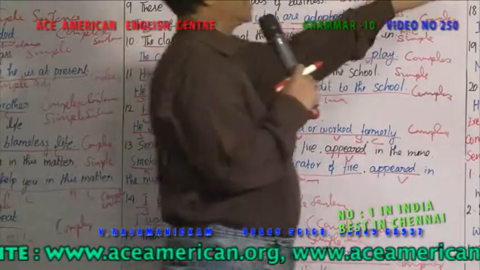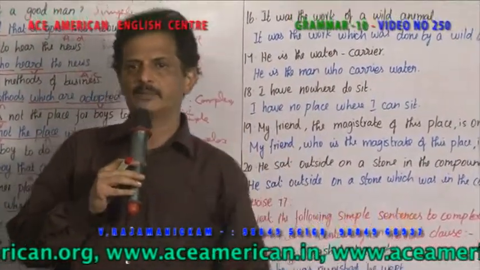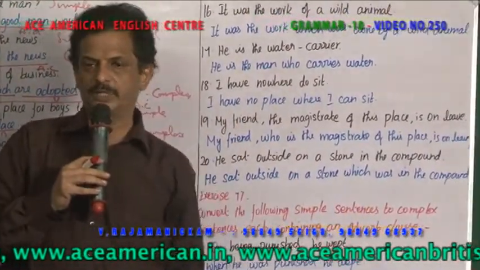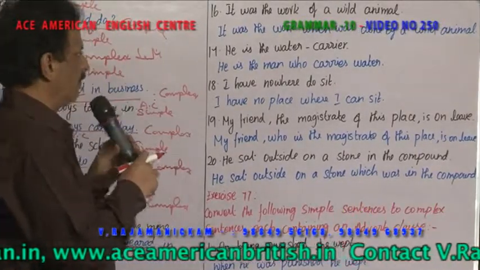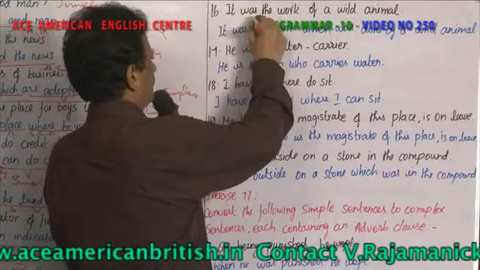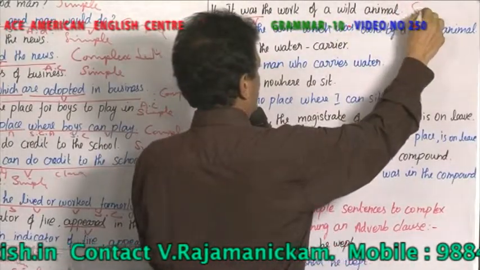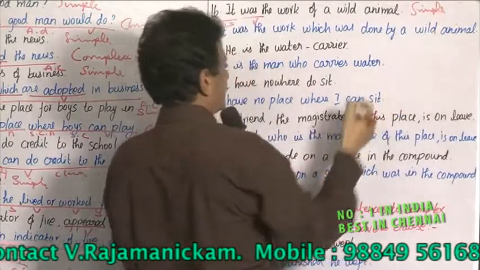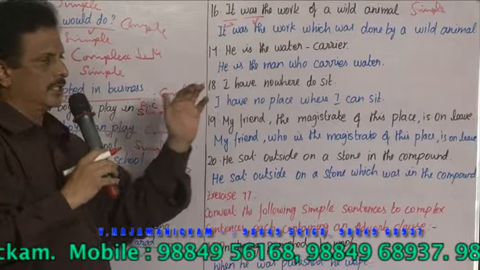Next, it was the work of a wild animal. So something happened. Definitely it should be the work of a wild animal like an elephant. Was is the verb, it is the subject. Only one verb is there, so it is a simple sentence. How do you change it into a complex sentence with an adjective clause? You have to describe the work.